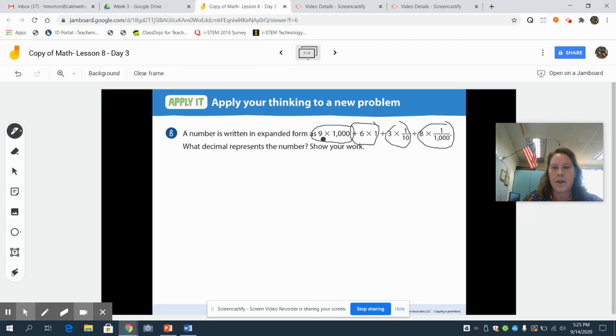First, we have 9 times 1,000. We know that that is 9,000. And then we have 6 times 1. So we know that that is 6. And then we have 3 times a tenth. We know that 3 times a tenth means that we're just putting a 3 in the tenths place, which would be decimal point 3.